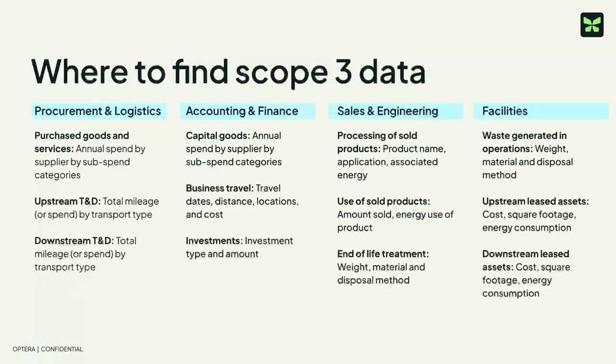Internal teams may not understand why they should provide the data, and internal systems may not have the correct reports built to export the data, and/or the data may live in many different locations. There are several different internal teams that you'll need to work with to access your Scope 3 emissions data. Those teams include procurement and logistics, accounting and finance, sales, engineering, and facilities. Take a look at what Scope 3 data can best be gathered from each team, and feel free to pause the video as you read.